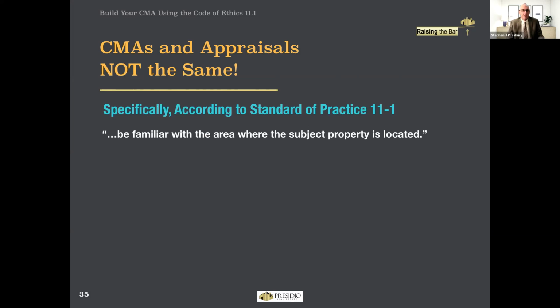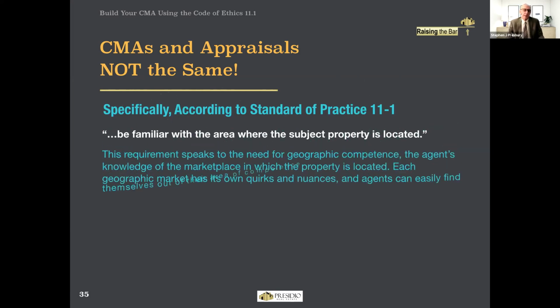The next part goes on, be familiar with the area where the subject property is located. So clearly here, this requirement speaks to the need of geographical competence, the agent's knowledge of the marketplace in which the property is located. Each geographical market has its own quirks and nuances, and agents can easily find themselves out of their area of competence.